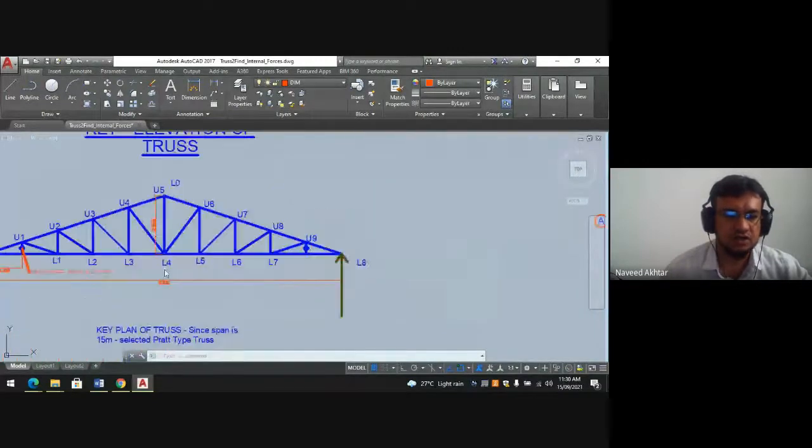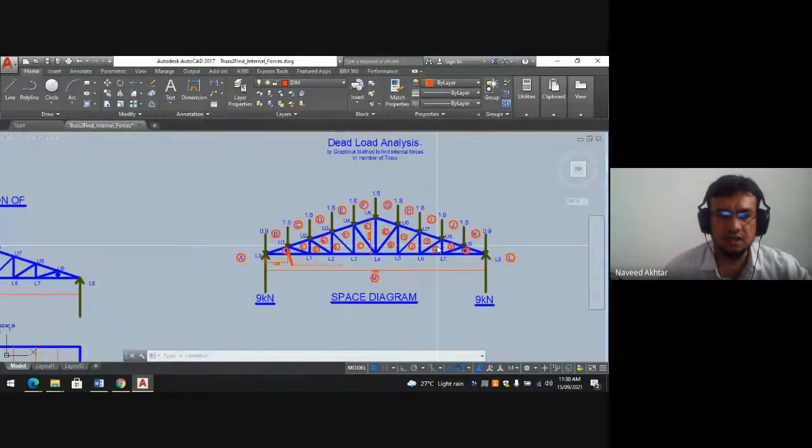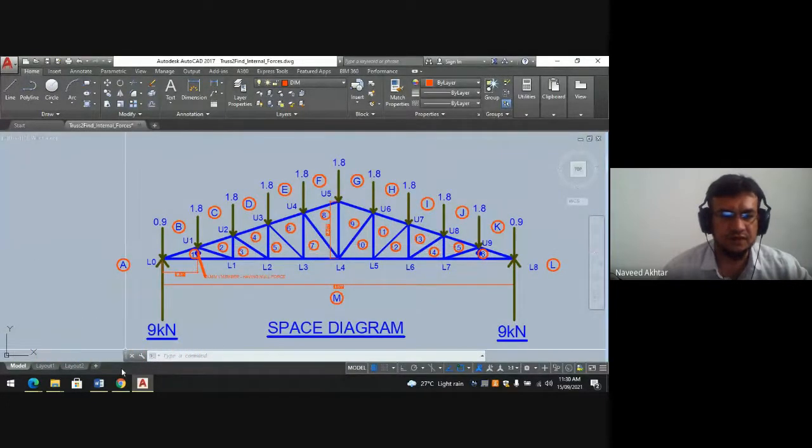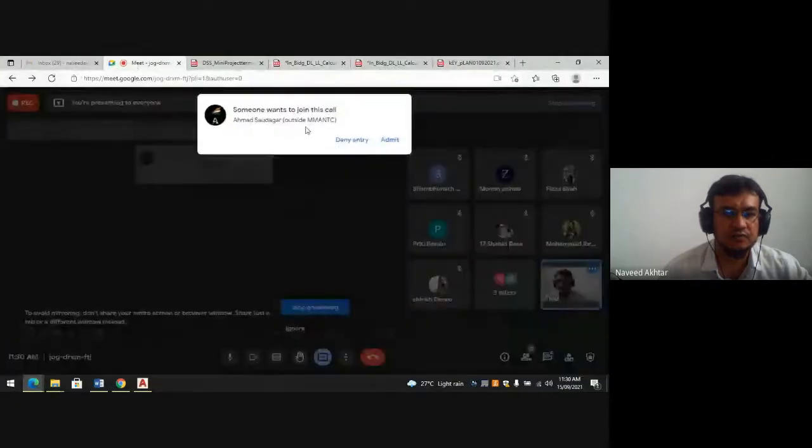The key plan is also drawn to scale, and the same key plan we have taken for the space diagram.